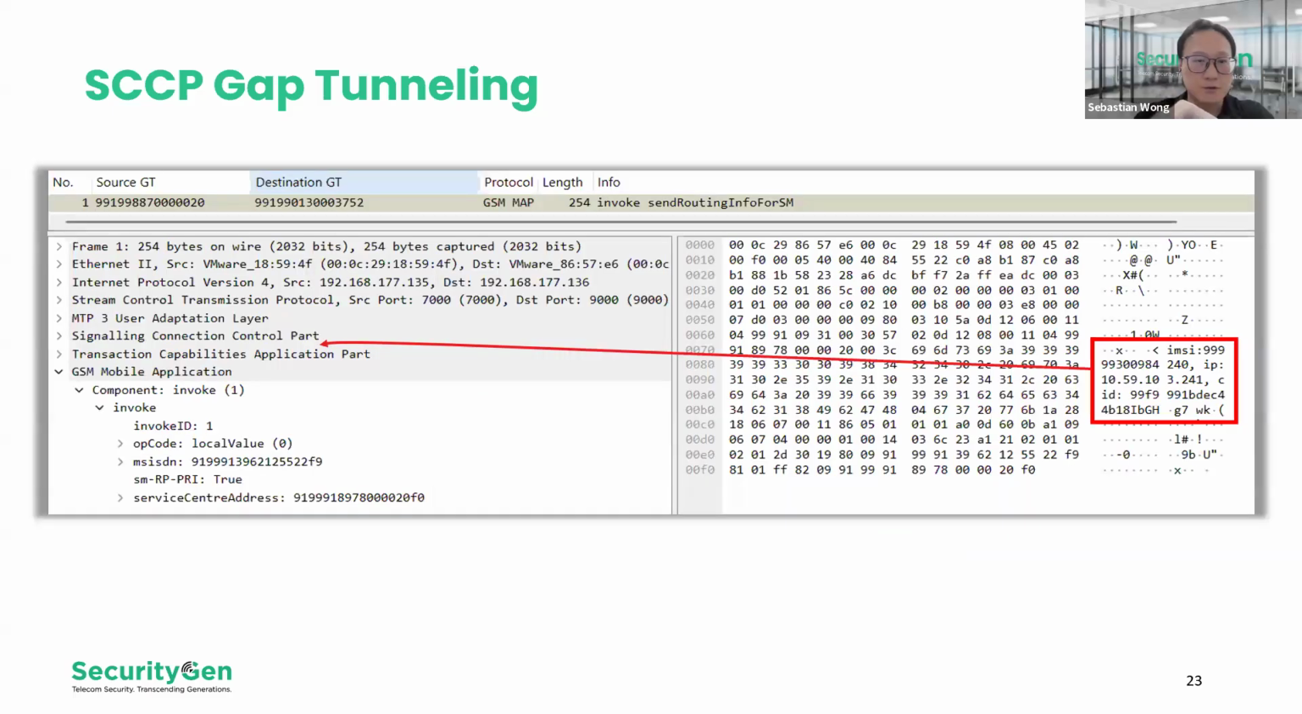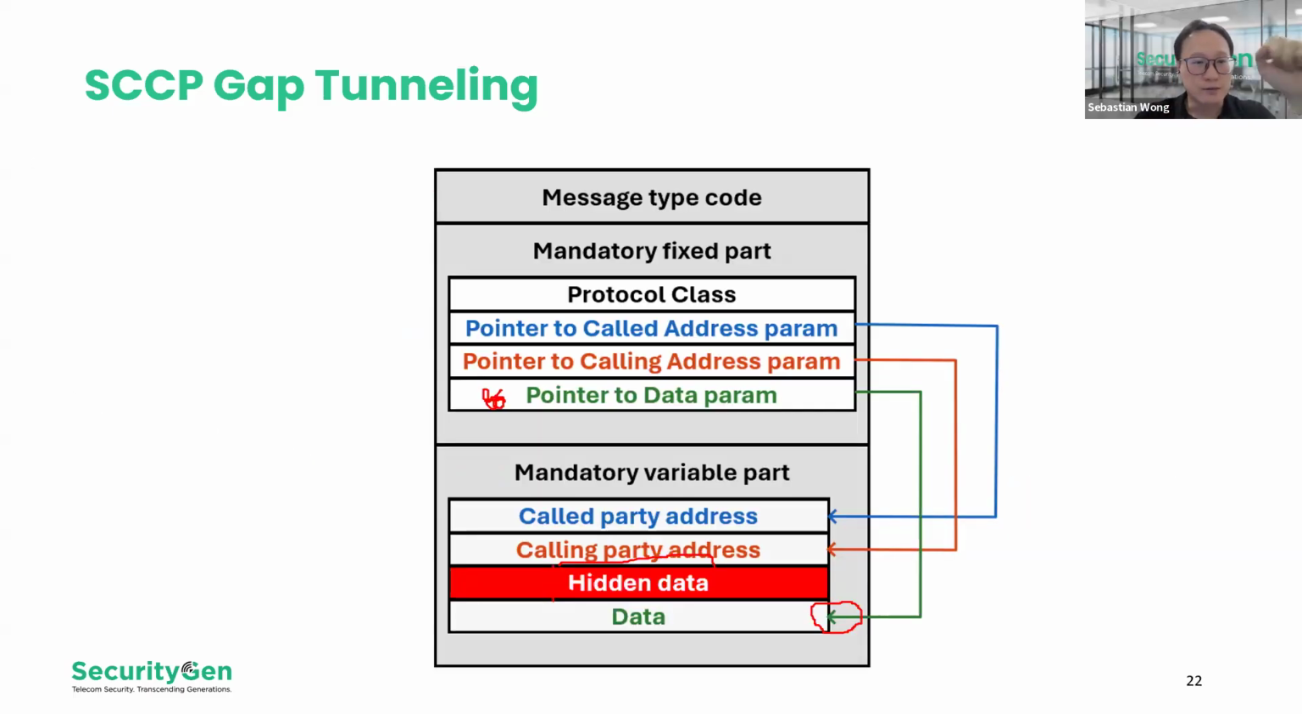Hey, Ayman, sorry, just out of curiosity, back to this slide: does the hidden data always have to be after the calling party address, or can it reside basically anywhere? No, it can be anywhere. It can be before any parameters. By manipulating the pointer, you can create a gap before the called party address, or between these two, anywhere in the SCCP message. So basically, a security solution such as a firewall needs to have the intelligence to detect it wherever it appears, right? Yes, exactly. Okay, thank you.